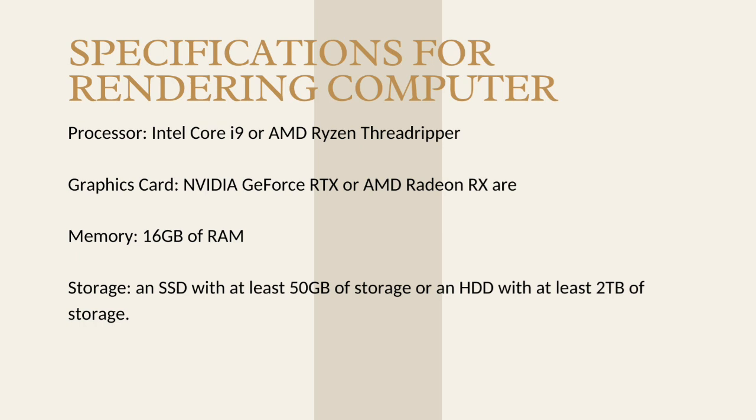RAM. A rendering computer should have at least 16GB of RAM, but more is better. The more RAM a computer has, the more data it can store in memory, which can speed up the rendering process. Storage. A rendering computer should have fast storage such as an SSD with at least 50GB of storage or an HDD with at least 2TB of storage. This will help speed up the loading and saving of large files, which is important when working with complex scenes.